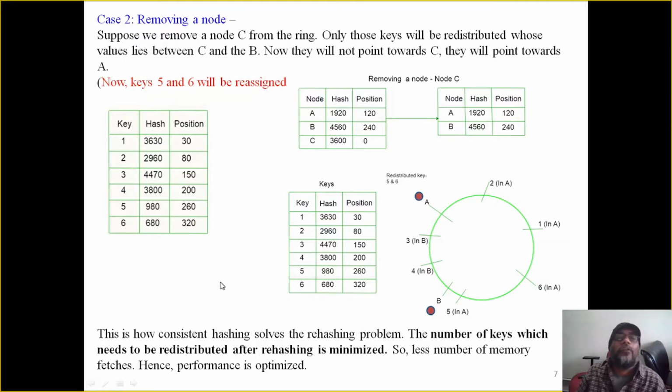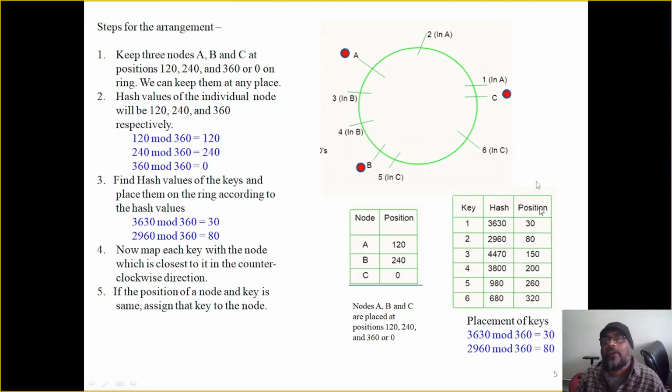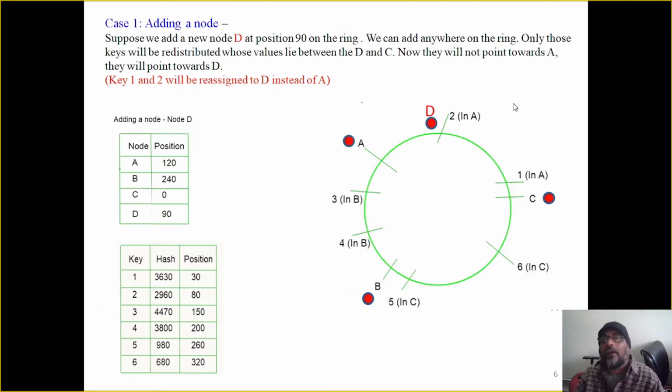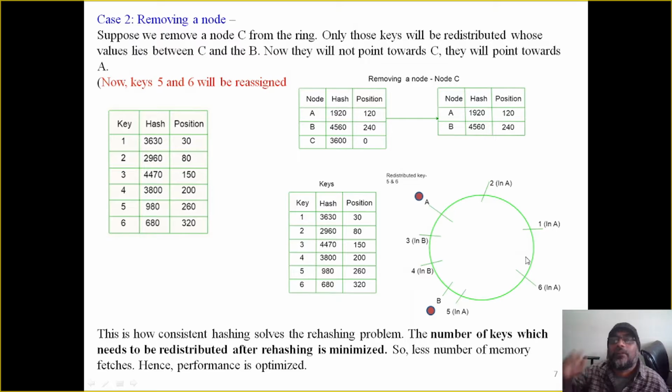Second, if we remove a node, then what will happen? Suppose we remove node C from the ring. Earlier we had this node C here and now we are going to remove it. So this is the picture, and A and B are still present. Only those keys will be redistributed whose values lie between C and B. Now you see, when we have removed it, what will happen?